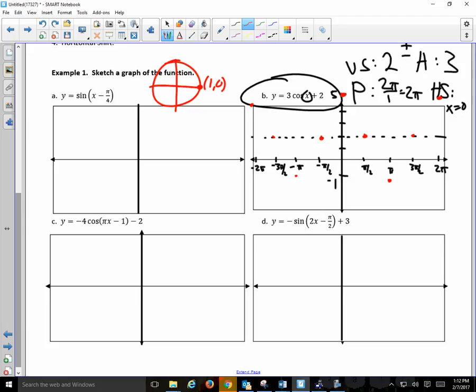Sine starts in the middle. So the sine of 0 is 0. It's the y value. So it will start at the middle because sine of 0, 0 times 3 would be 0, plus 2 would be 2. So it'll start at the middle of the rotation. And now I try to draw my pretty graph.